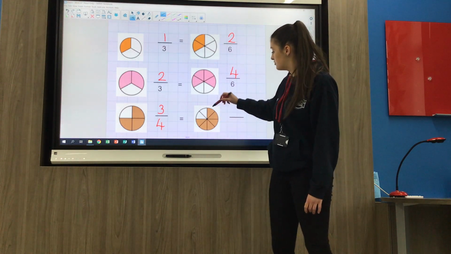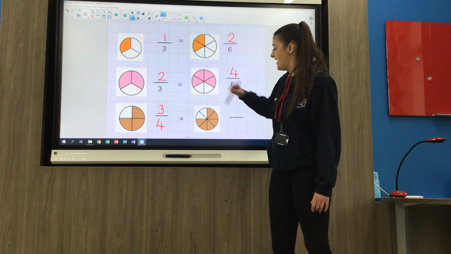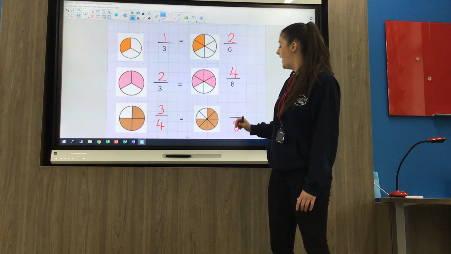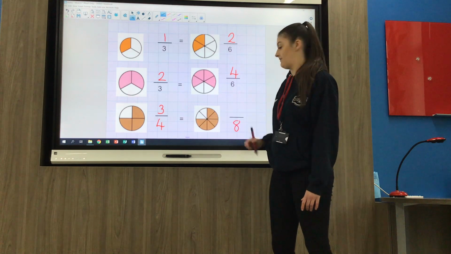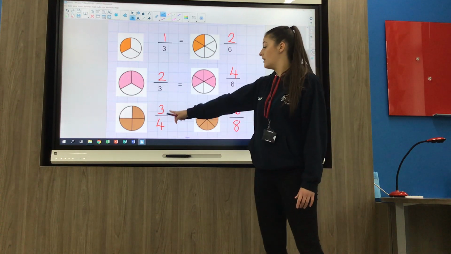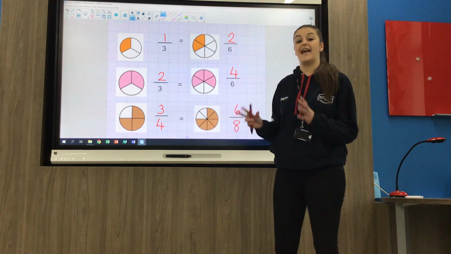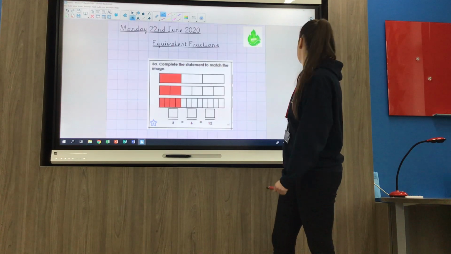So how many parts do we have? 1, 2, 3, 4, 5, 6, 7, 8. So my circle's been split into 8 equal parts, and we have 1, 2, 3, 4, 5, 6 of those. So it's telling me that 3 quarters is equivalent to 6 eighths. It's the same value. Right, let's have a look at another activity.